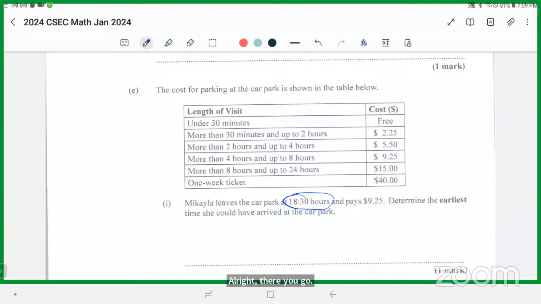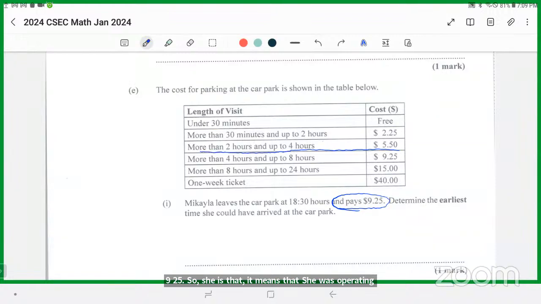So Michaela leaves the car park at 18:30. That's like 6:30 in the evening, right? And she pays this amount, $9.25. It means that she was operating in this time slot, up to 8 hours.